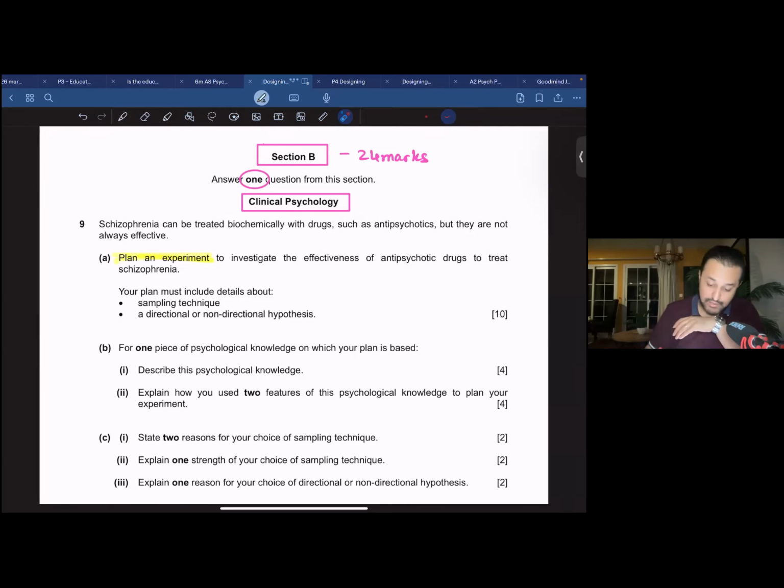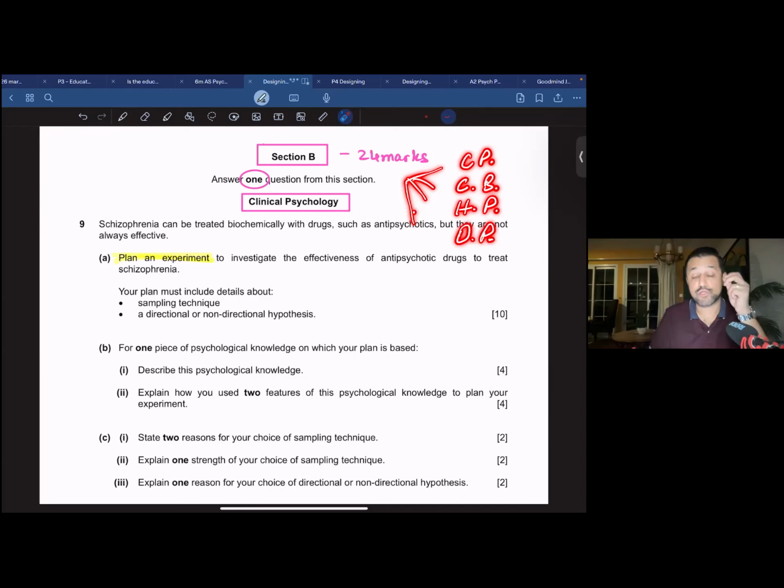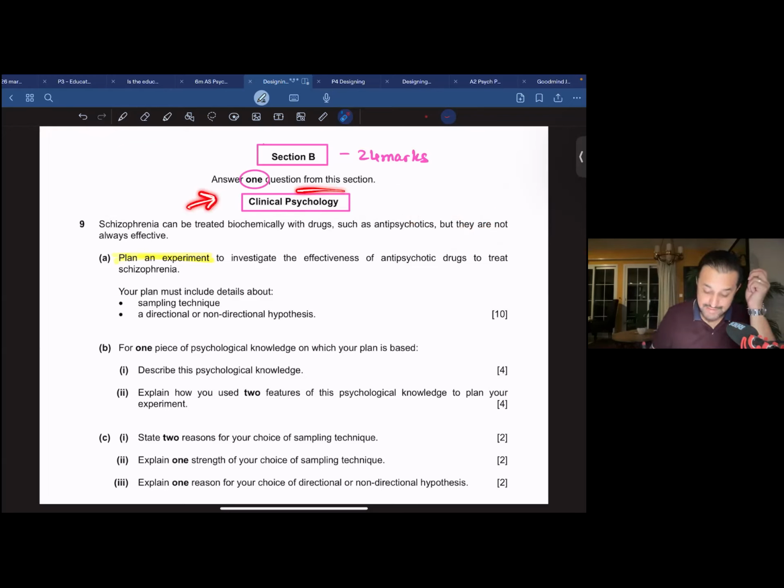Now, if you have a look at this, it says section B, answer 1 question from this section. Like I said, you have 4 different specialist options. You have clinical psychology, consumer behavior, health psychology, and organizational psychology. Out of these 4 specialist options, you get a choice to attempt any 1 question from here. So answer 1 question from this section. Let's read the question thoroughly first.